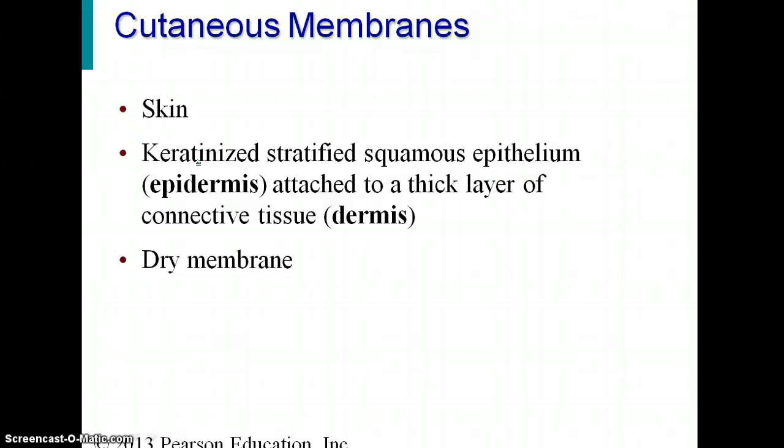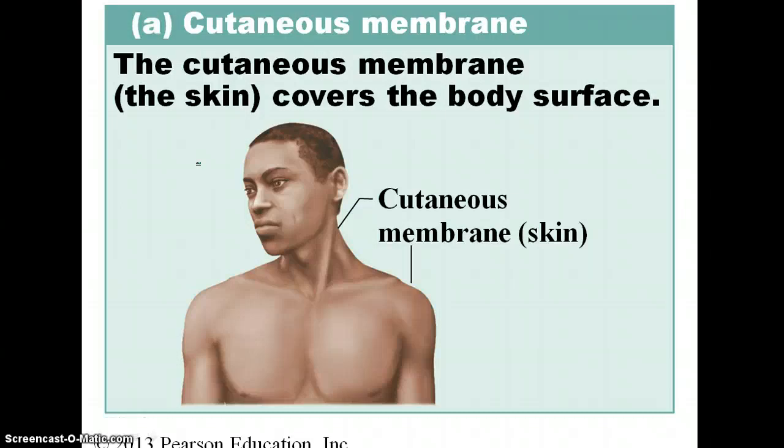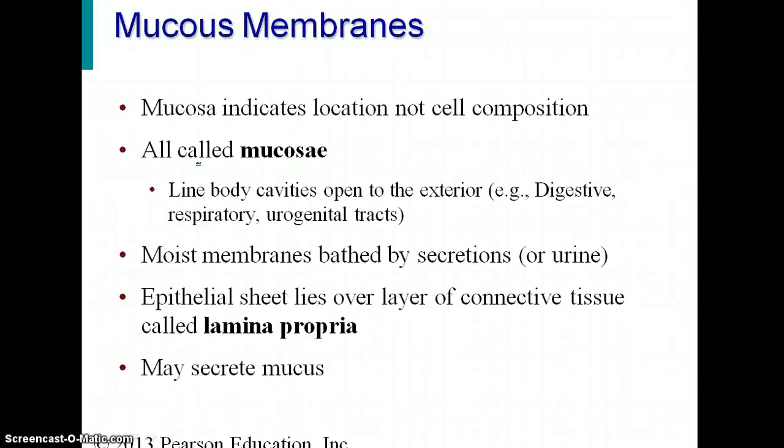It's made up of stratified squamous epithelium, like we talked about in class, which is your epidermis. It says it's keratinized. Keratin is a protein that's going to make your skin tough. And then it is attached to a thick layer of connective tissue, and that is your dermis. So this is a dry membrane. So here we have our cutaneous membranes.